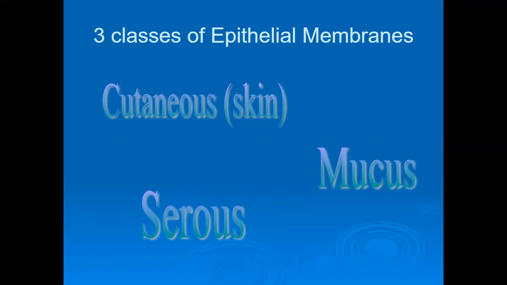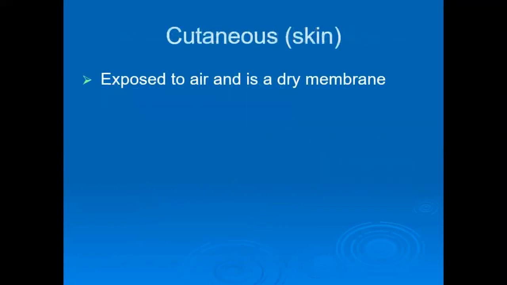We have cutaneous, which is the skin, then we have mucous membranes, and then we have what's known as serous membranes. So cutaneous membranes or skin, this is epithelial tissue that is exposed to air, and because of that, it is considered a dry membrane.